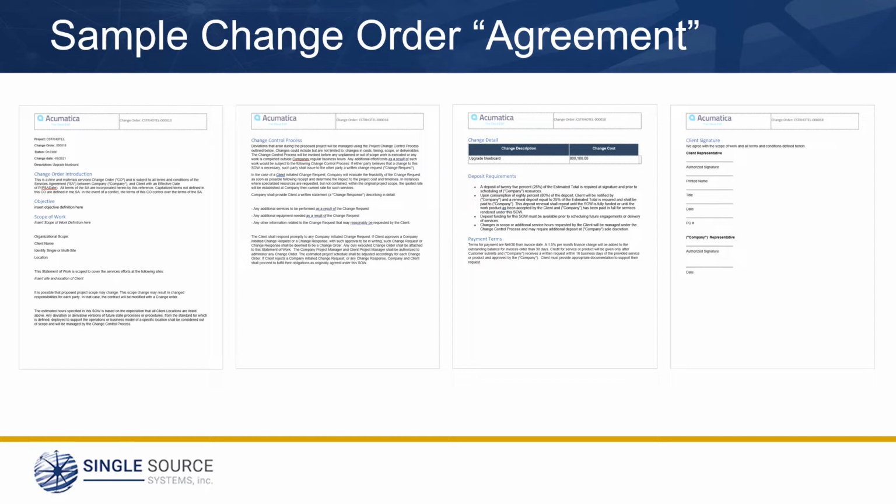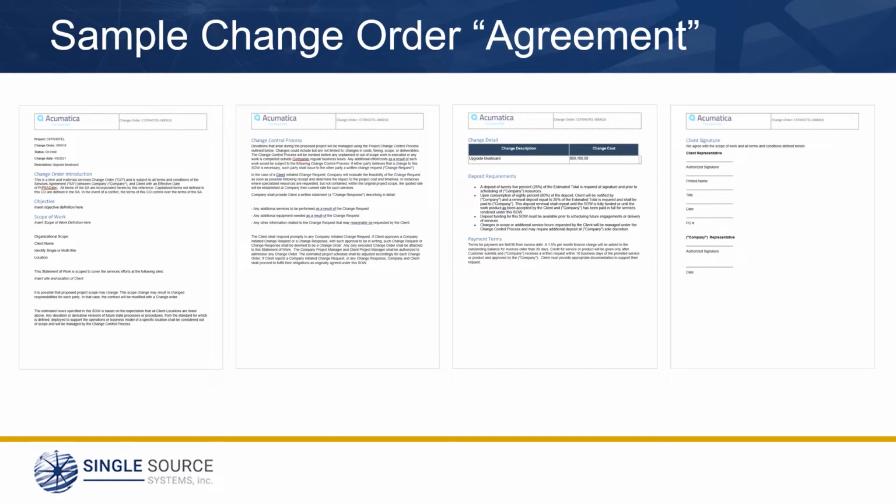So on page 1, we have change order introduction, we have an objective, we have a scope of work, and you'll notice the objective is somewhat generic, or it says insert objective definition here. That was purposefully done to illustrate that this is a template document format which can be personalized or customized for each document for which you assign it.